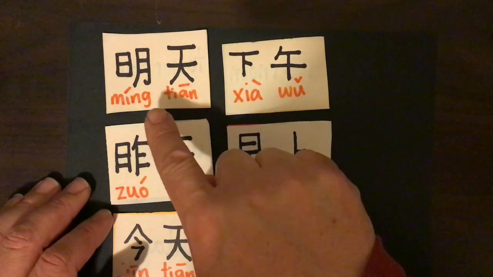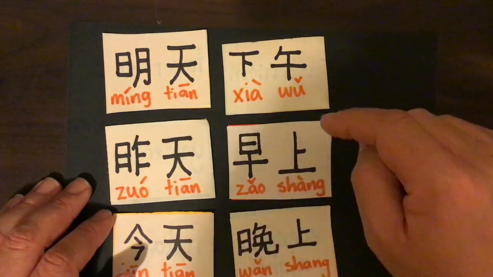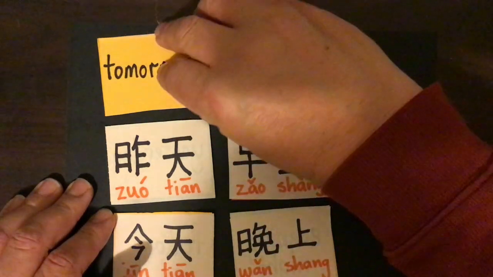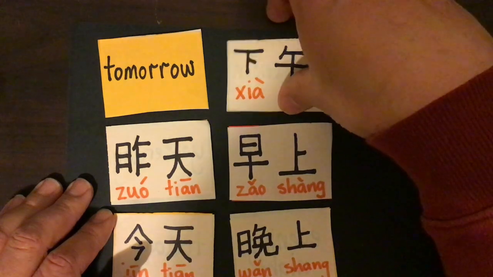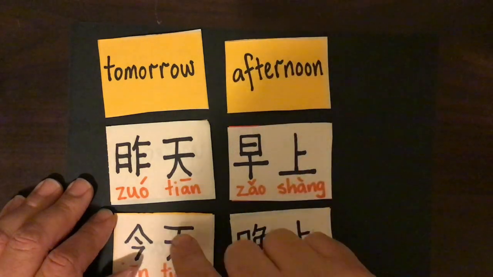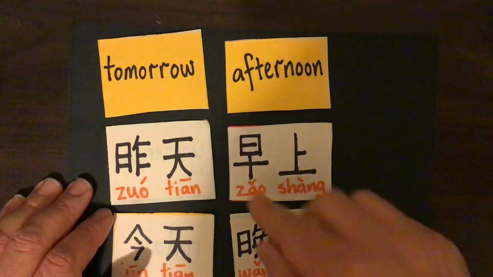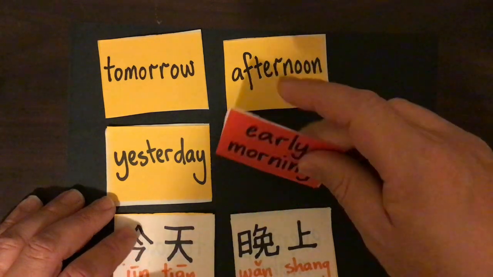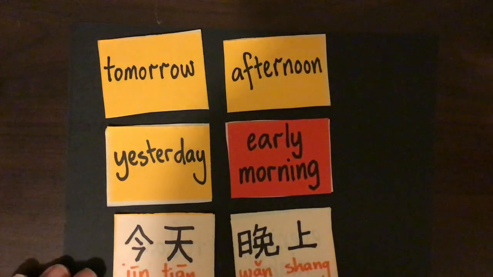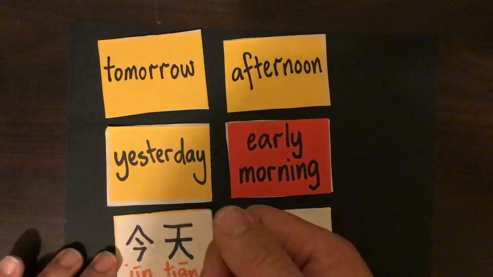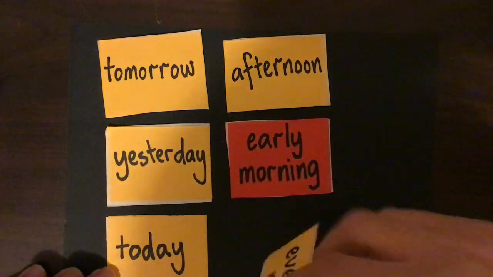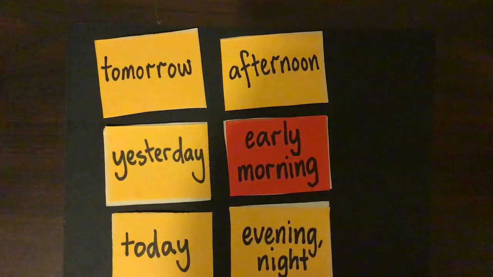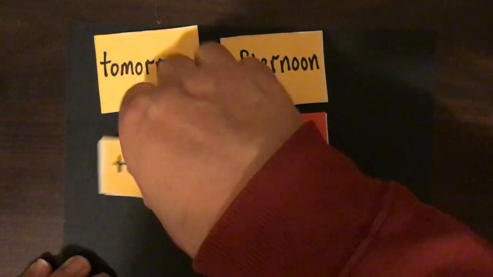Okay, you tell me which one's which. All right, let's start with 明天下午. See if you can work that one out. 明天 is tomorrow. 下午, afternoon. 昨天早上 is yesterday, early morning. And 今天晚上 is today, night time or evening, or we might say tonight, or we might say this evening. Okay, let's mix these around again.